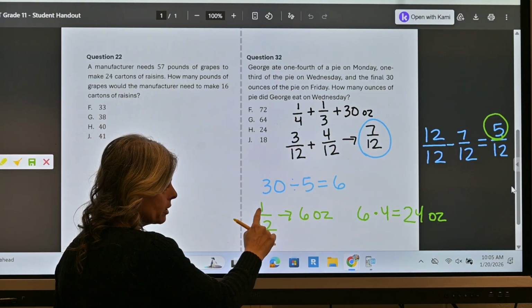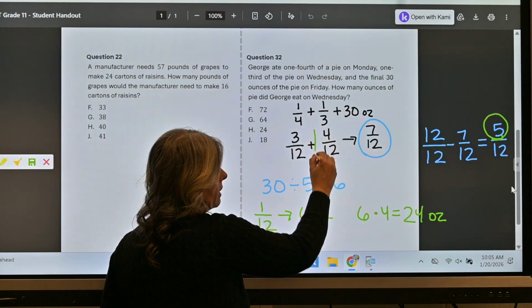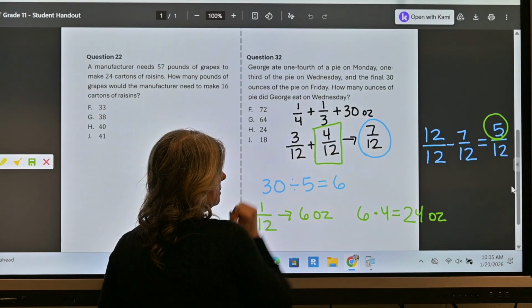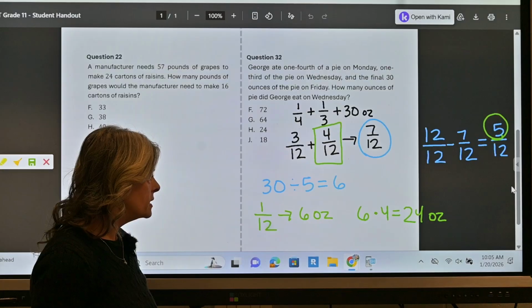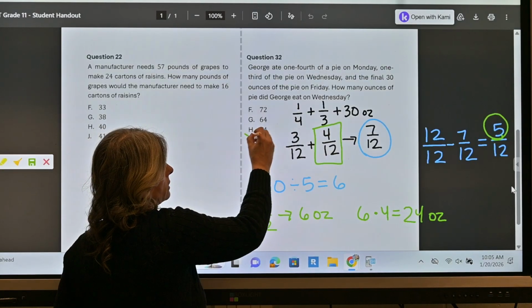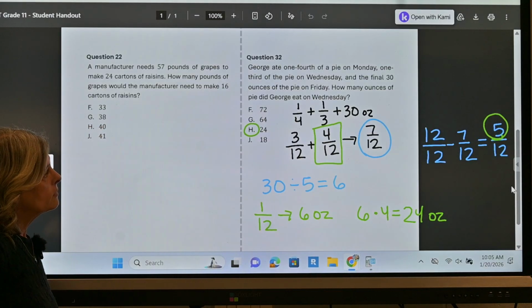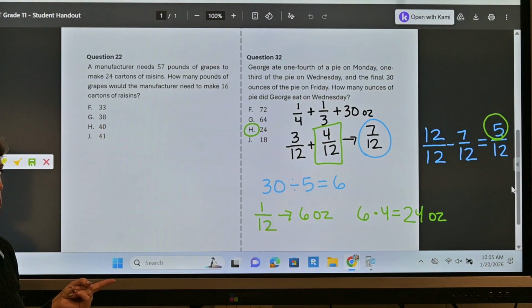Well, for every one, that's 6 ounces. And I know that we're talking about how much he ate on Wednesday. And he ate 4/12 on Wednesday, so 4 times 6 is 24. And your answer for this problem is 24.